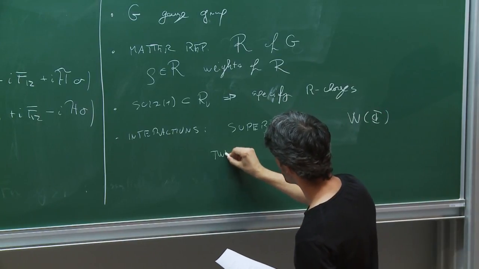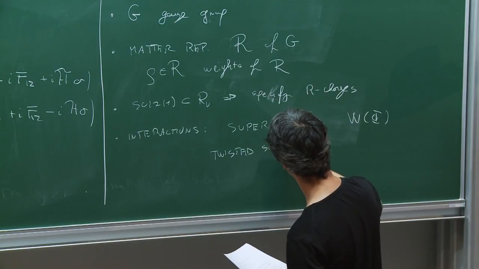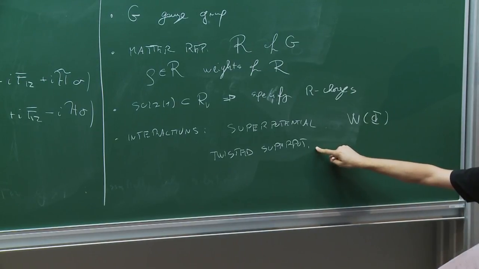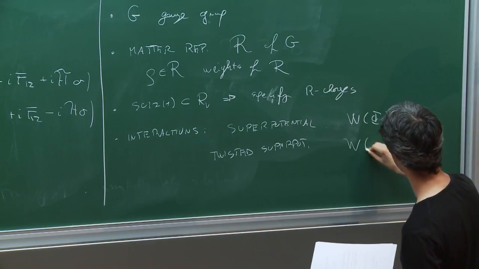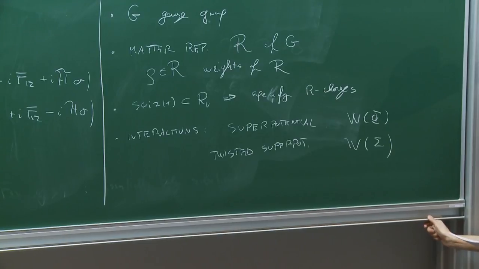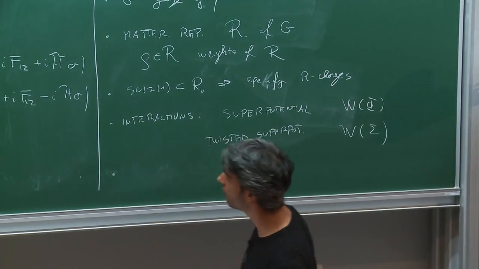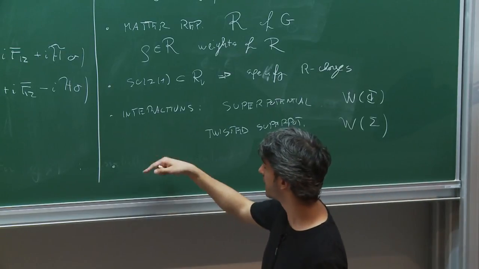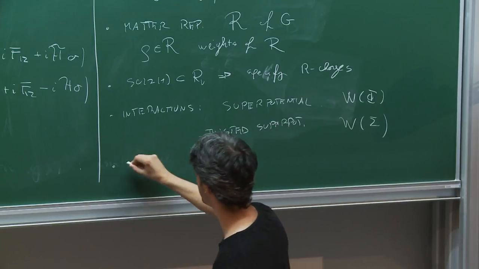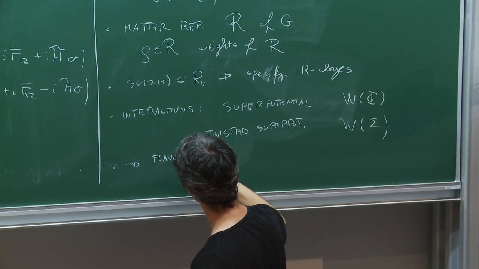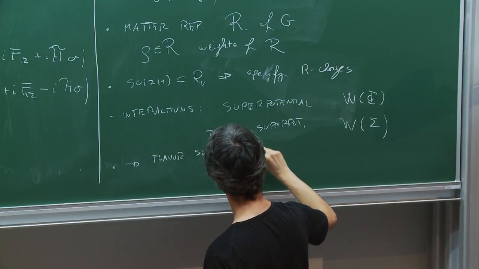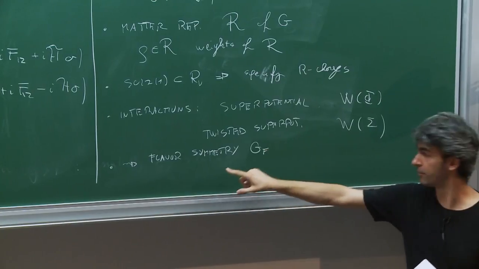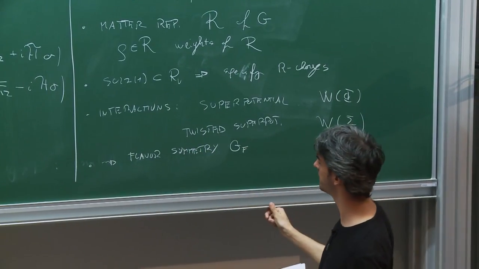But moreover, we have a twisted superpotential. This will also be a holomorphic function, but now of the twisted chiral multiplets. Now, after we have introduced all interactions, in general there will be some flavor symmetry which is left over. We call it G_F. This will be a global symmetry that commutes with the supercharges. By flavor, I mean that I don't include the R symmetry.